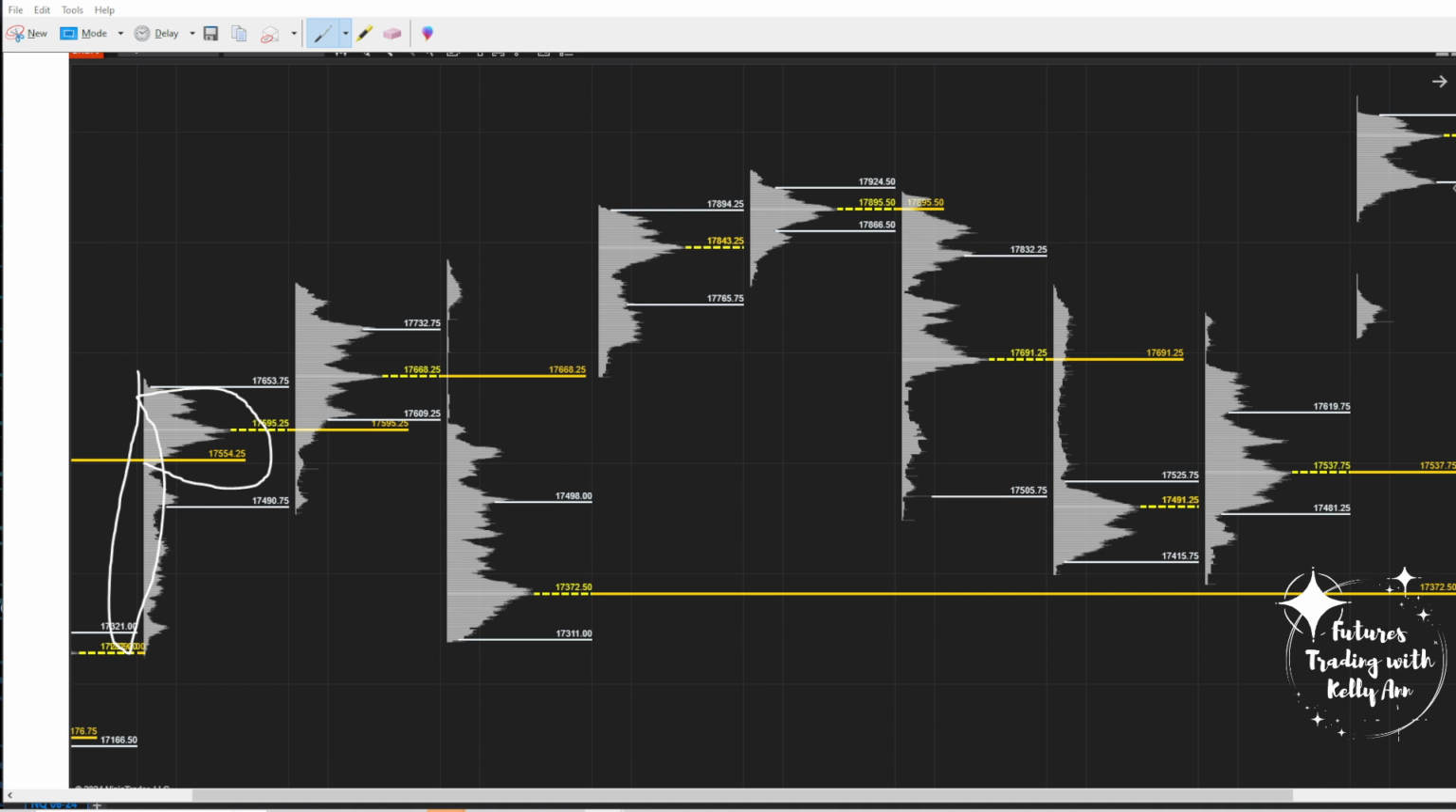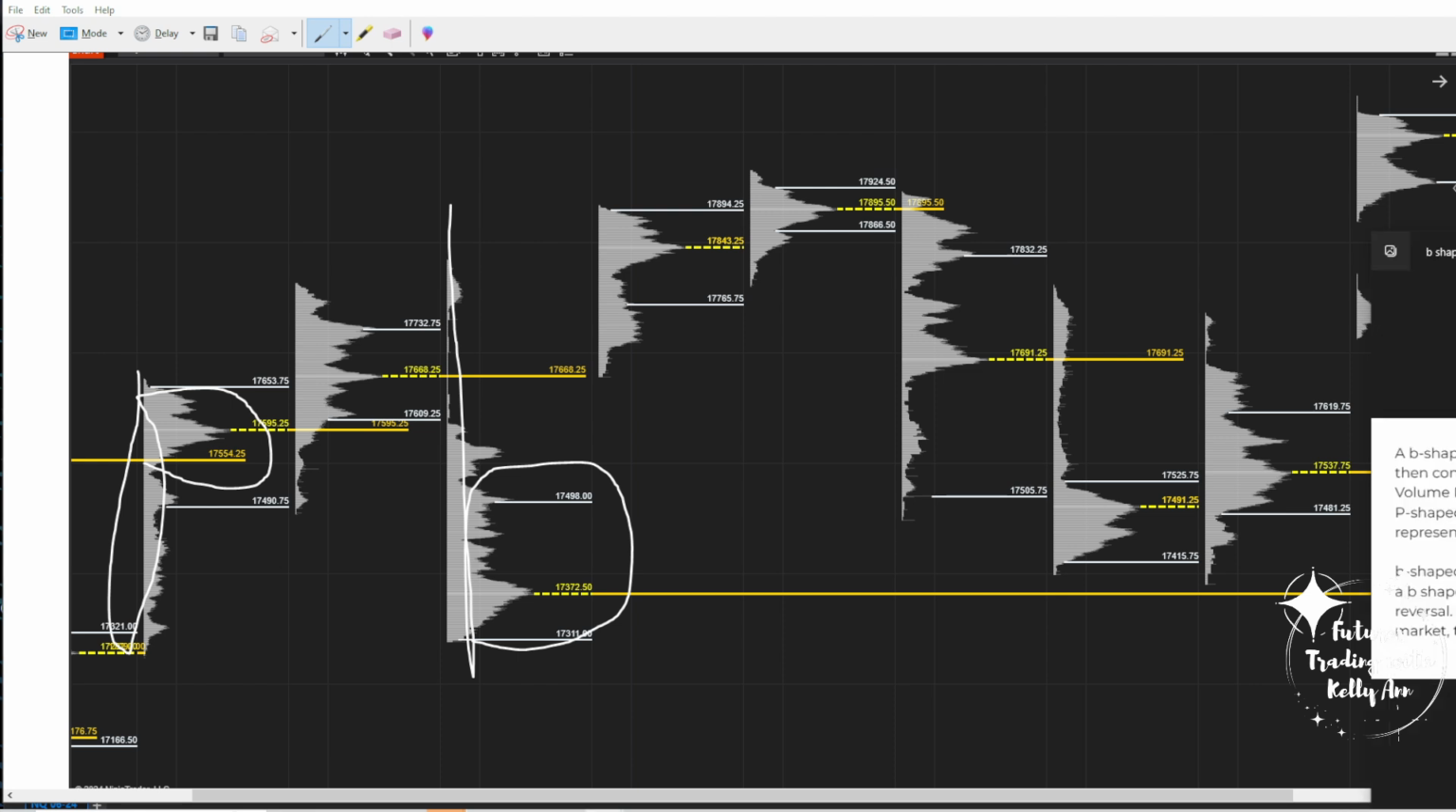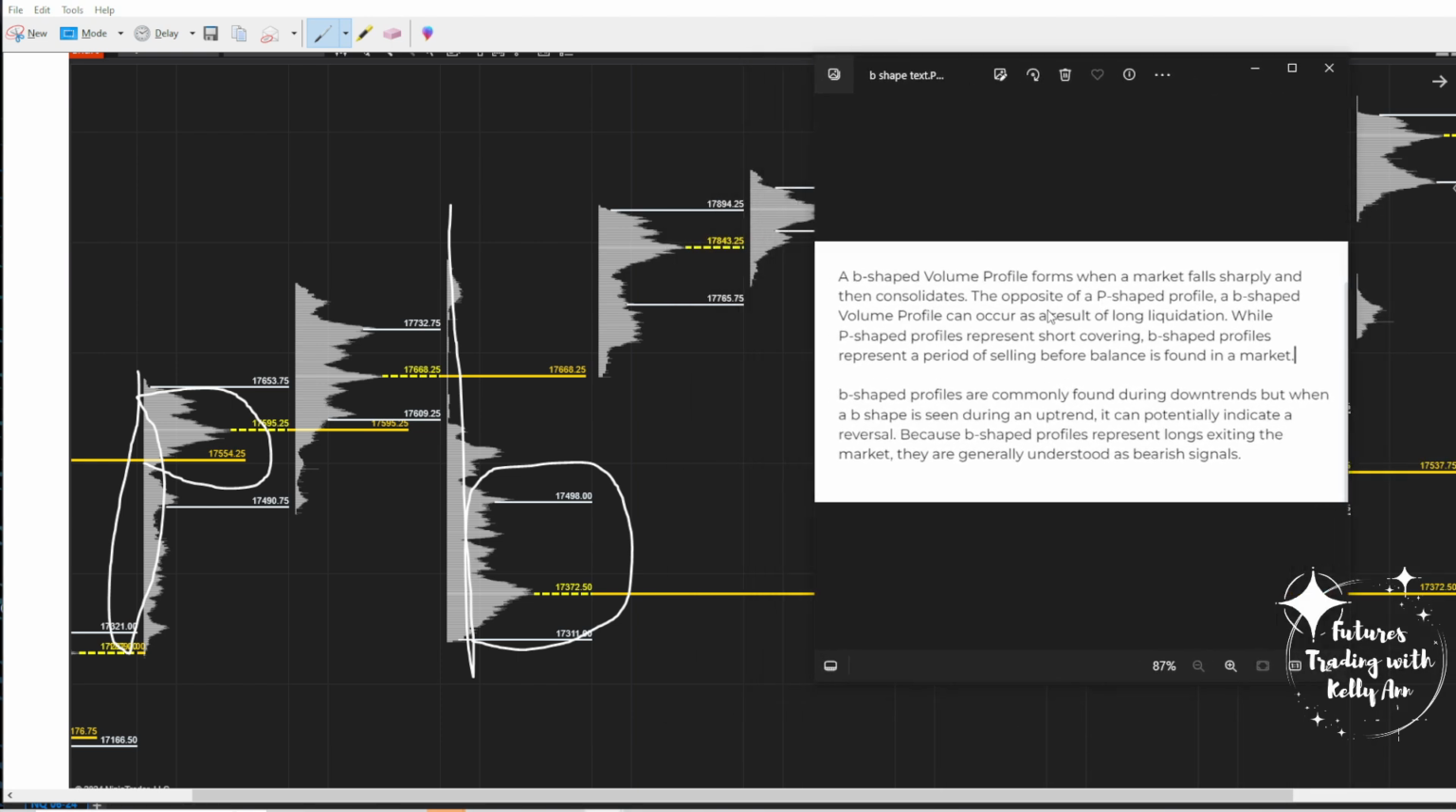Let's talk about the opposite of a P-shape, which would be the B-shape. And I see one here, a lowercase b. A B-shaped profile forms when the market falls sharply. It's the opposite of a P. We have a sharp fall and then a consolidation. P-shaped profiles represent short covering, and B-shaped profiles represent a period of selling before balance is found in the market.